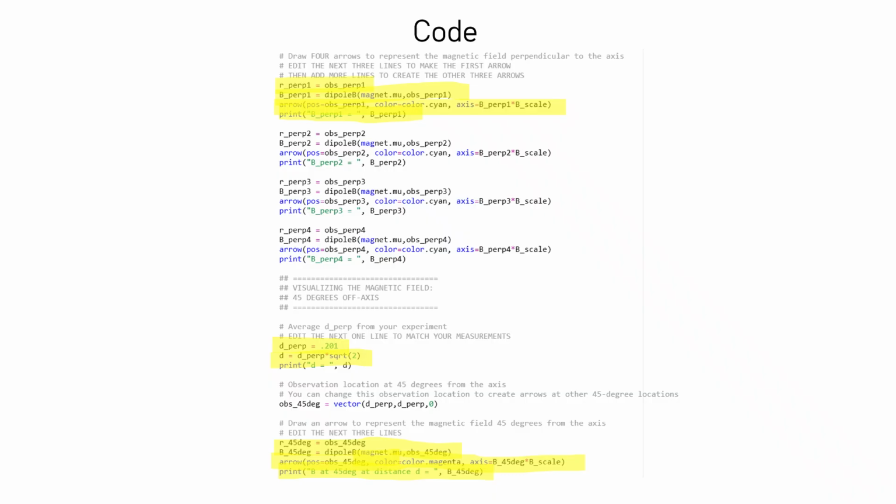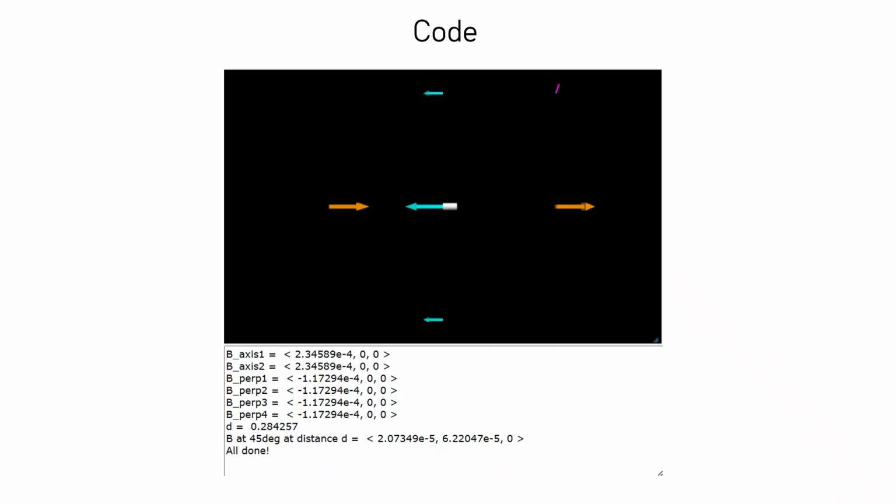Here, we make the arrows perpendicular to the observation point, and then find D perp, and then D, and then report those things, as well as the magnetic field at 45 degrees. And here are the results from the code.